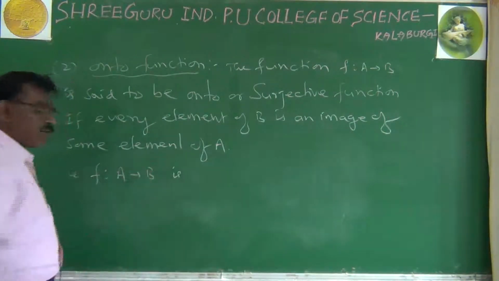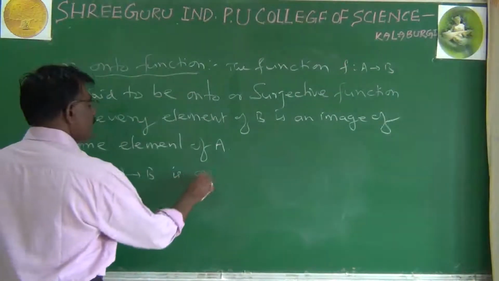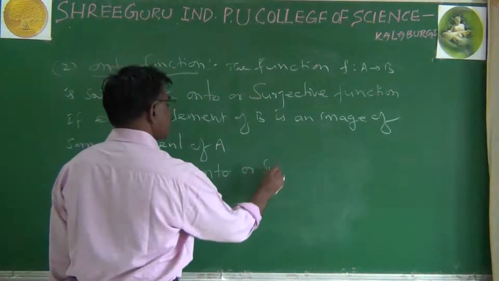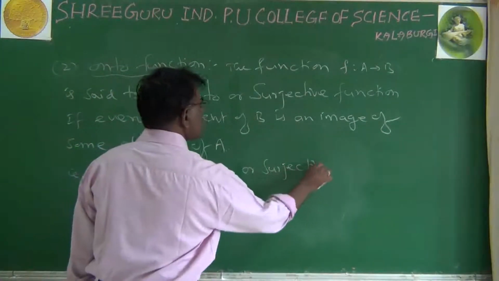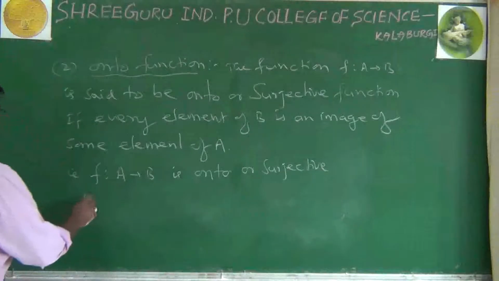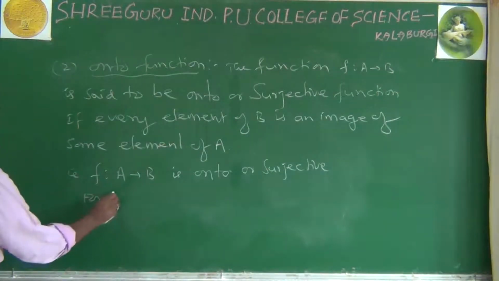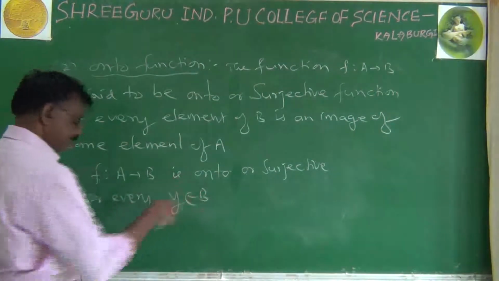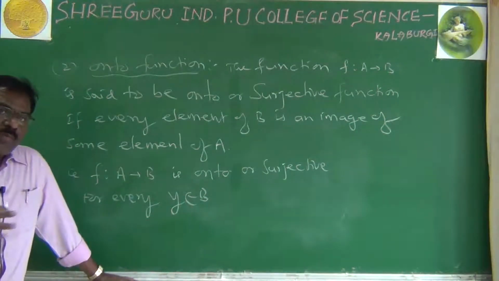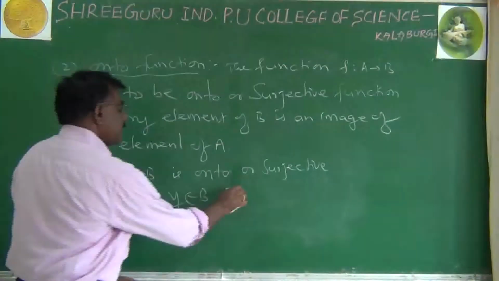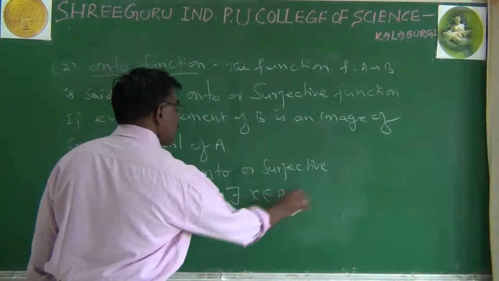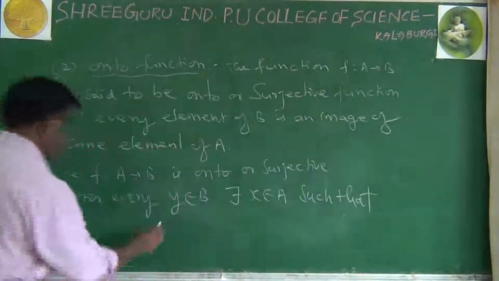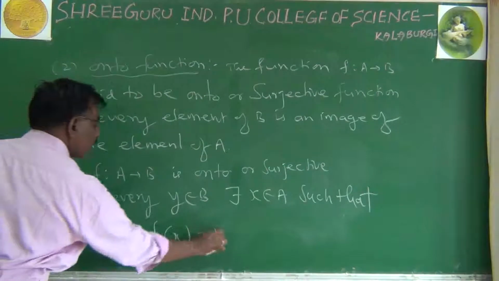That is, the function f from A to B is onto or surjective if for every y belongs to B, I am taking one element in the codomain, there exists x belongs to A such that f of x equals y.